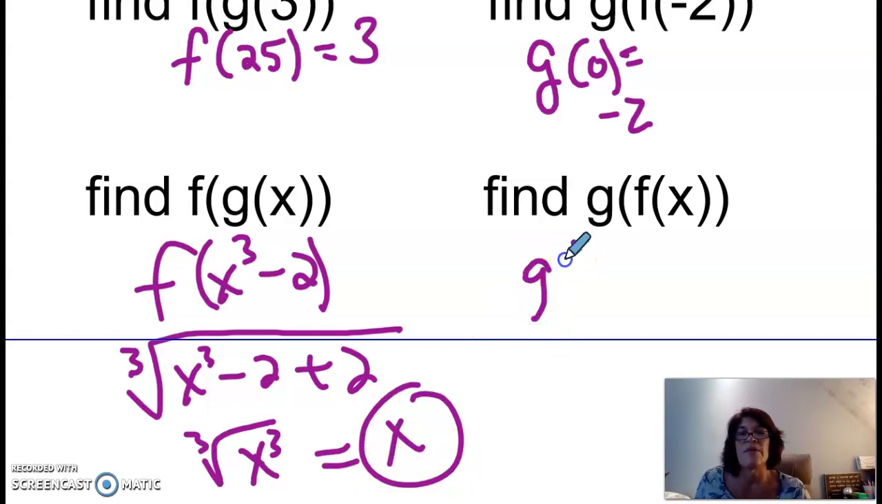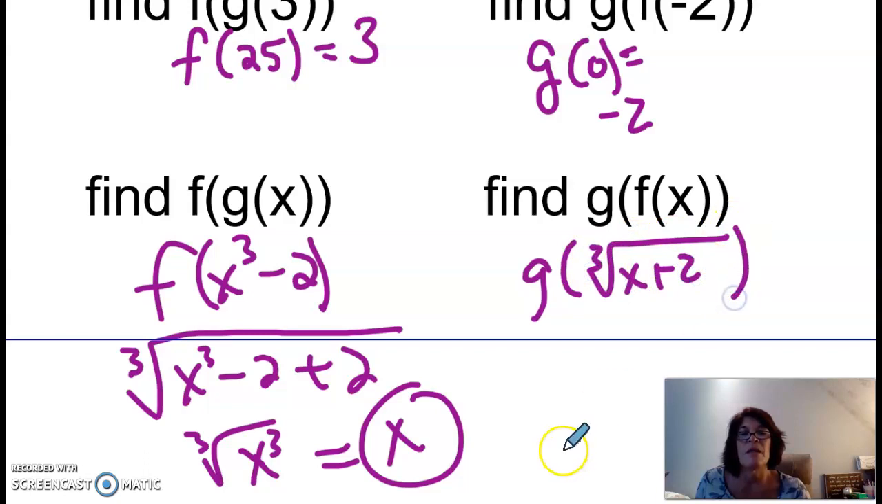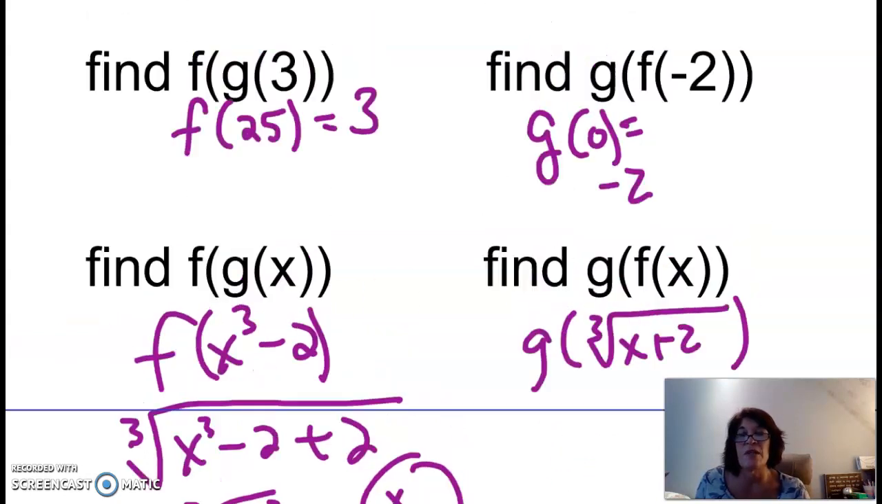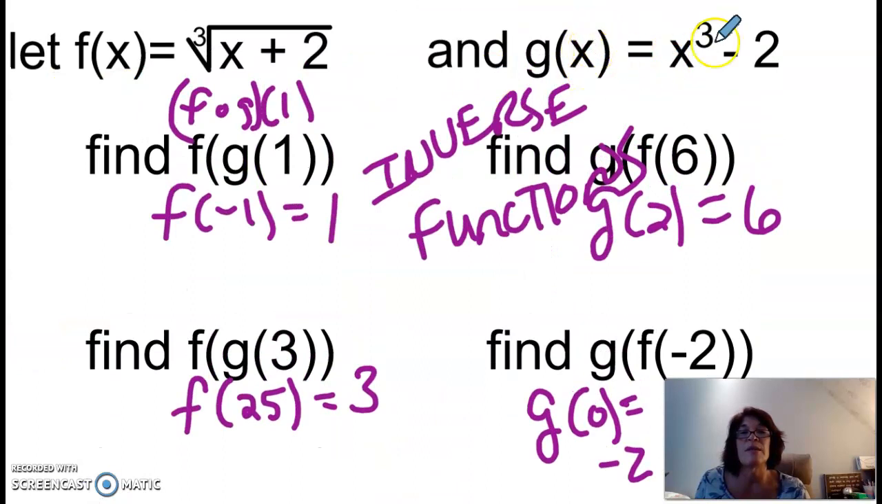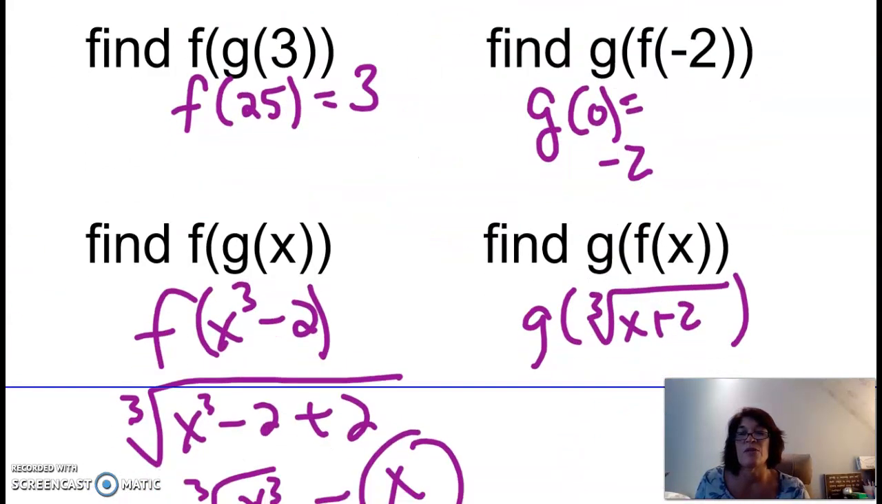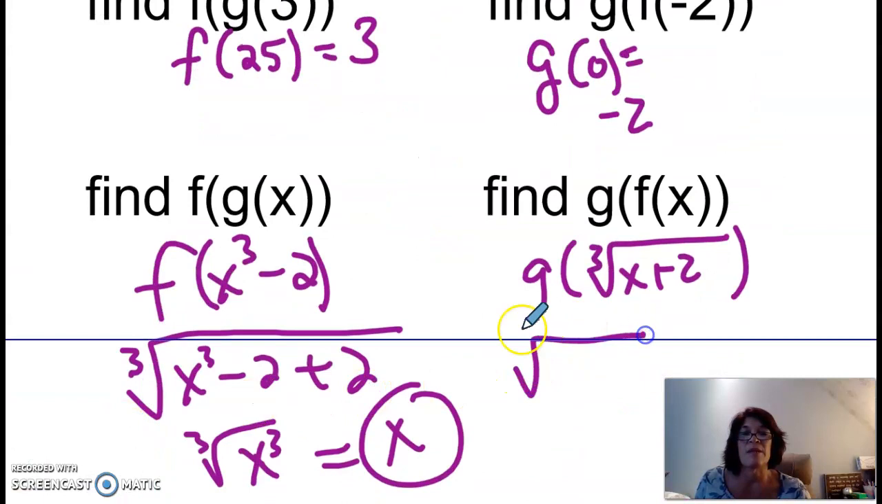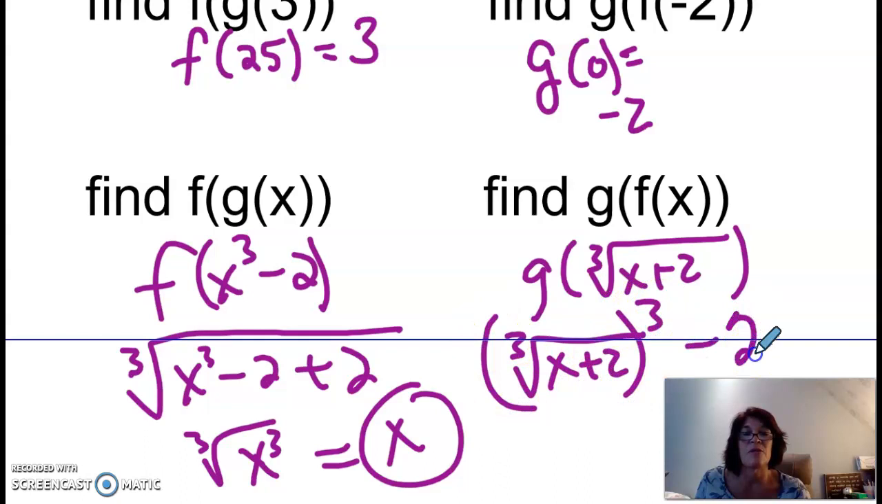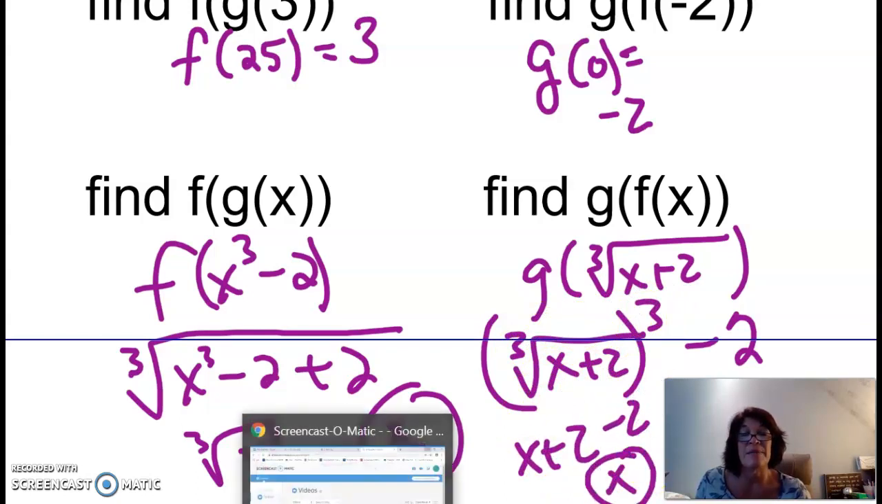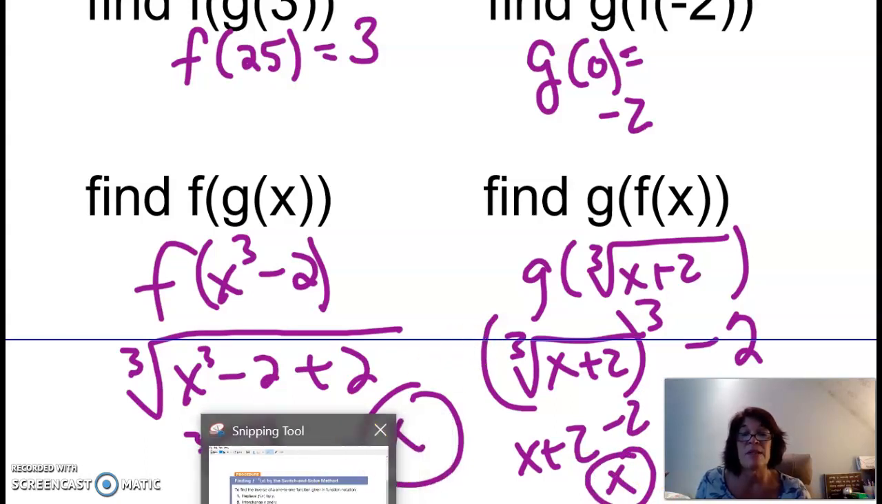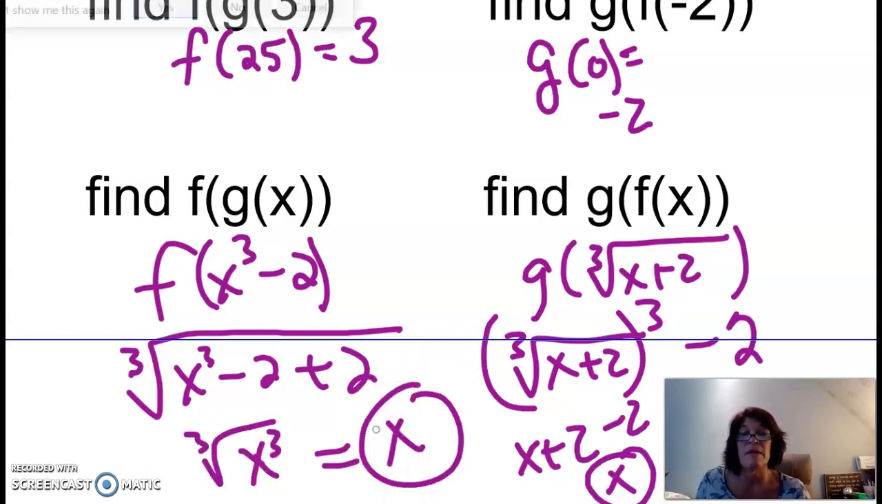When I do g of f of x, let's see, f of x was the cube root of x plus 2. I'm going to put that in the g function, which tells me to take what's in parentheses, cube it, and subtract 2. So I'm going to take the cube root of x plus 2, cube that and subtract 2. If you cube a cube root, that undoes it. So I have x plus 2 minus 2. Again, I get x.